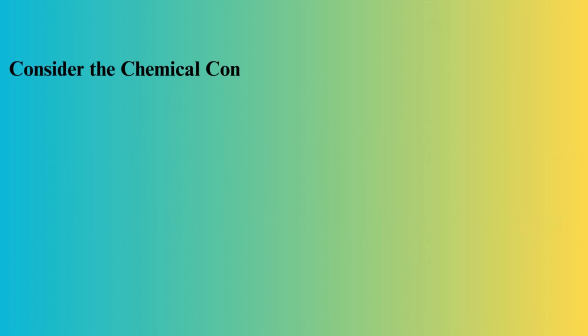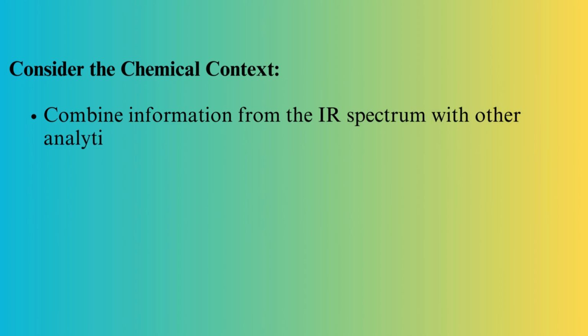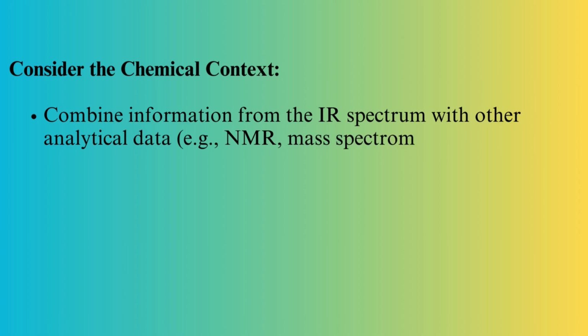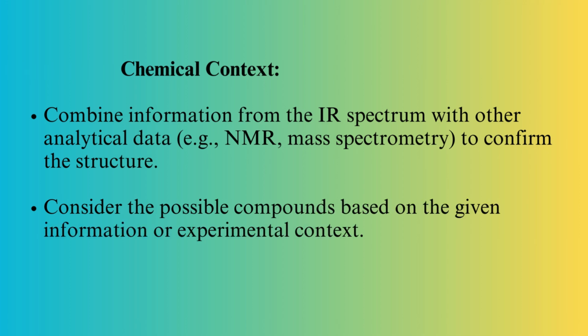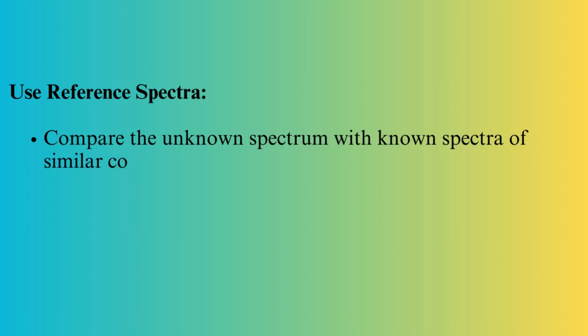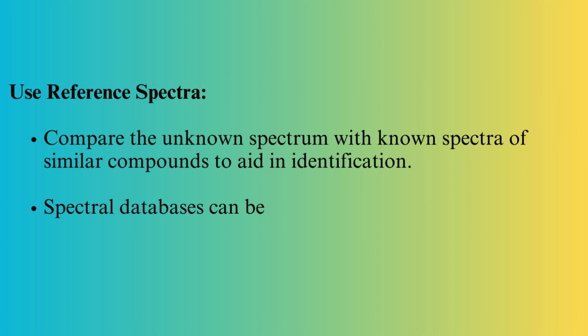Consider the chemical context. Combine information from the IR spectrum with other analytical data, e.g., NMR, mass spectrometry, to confirm the structure. Consider the possible compounds based on the given information or experimental context. Use reference spectra: compare the unknown spectrum with known spectra of similar compounds to aid in identification. Spectral databases can be valuable resources for this.